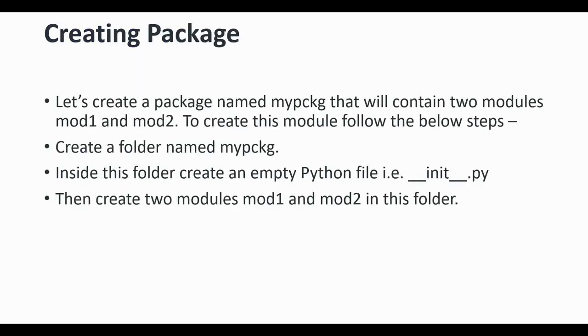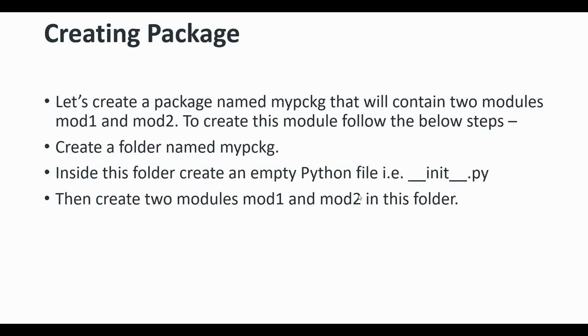Now let us look into how to create a package. In my example over here, I'm going to name the package my pack, the short form I've given, and that in turn will contain two modules, mod 1 and mod 2. So mod 1 and mod 2 are my module names, and the entire package is going to be my pack. Now we are going to create a regular folder, the normal folder, how you create it on Windows. We're going to name it my pack, and I'm going to have two Python files, which are mod 1 and mod 2.